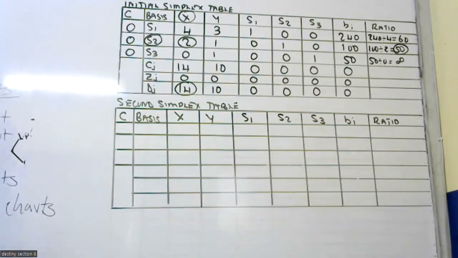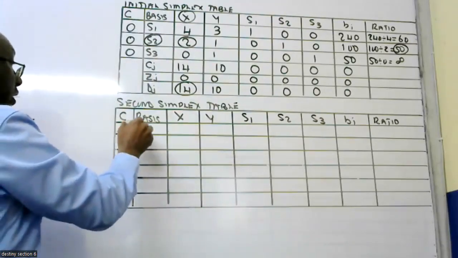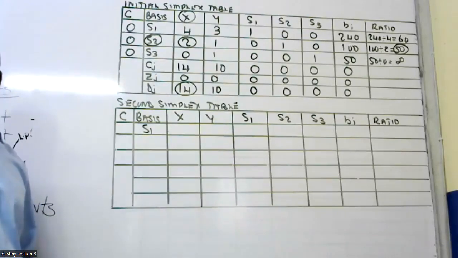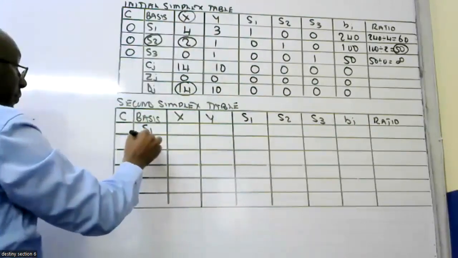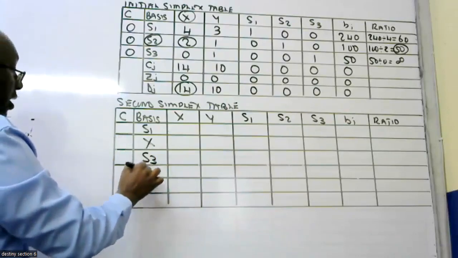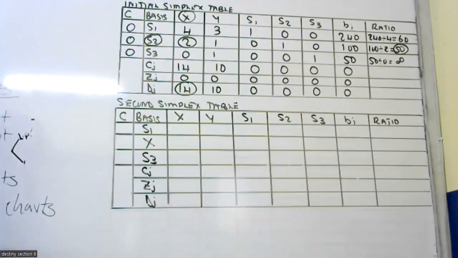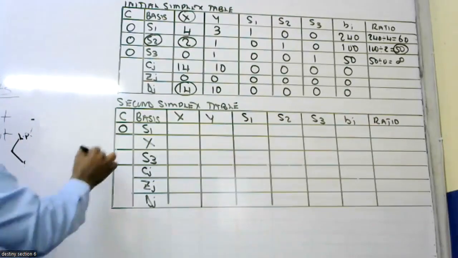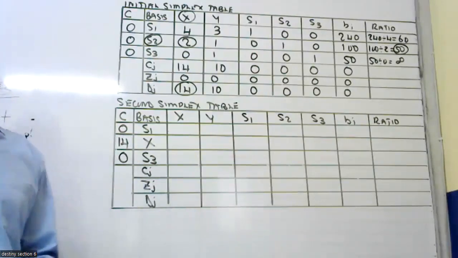Now we said you look at the old one. S1 has not been affected, so it joins where it was S1. But you see S2 has been circled, and we say that if it is outgoing, it is going to be replaced by this one. So this now becomes X. Everything else remains. S3 is not affected. CJ, ZJ, and DJ. The contribution margin for S1 is 0. For X, it is 14. For S3, it is 0. Contribution margins.